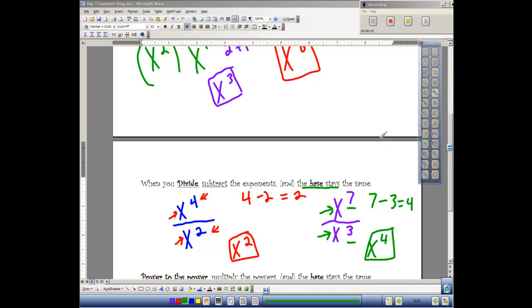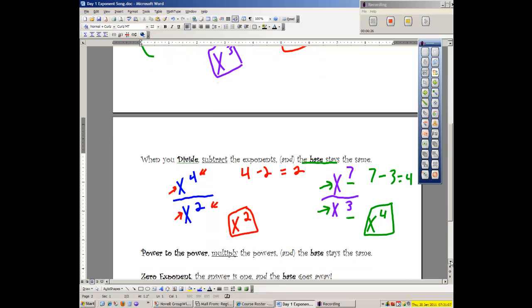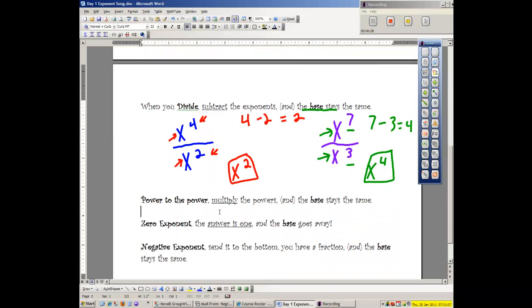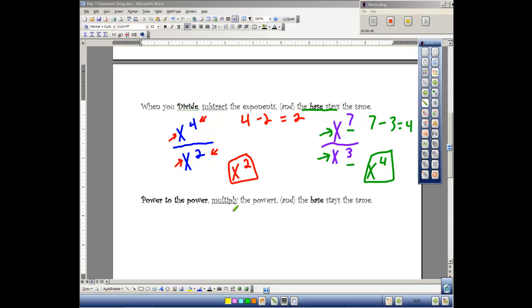Good, huh? All right, let's look at the third little rule. The third rule of exponents is power to a power. You multiply the power and the base stays the same. Well, what in the world does that mean? Power to a power, I've never heard of such a thing. Okay, here we go. Power to a power, multiply the power, and the base stays the same.